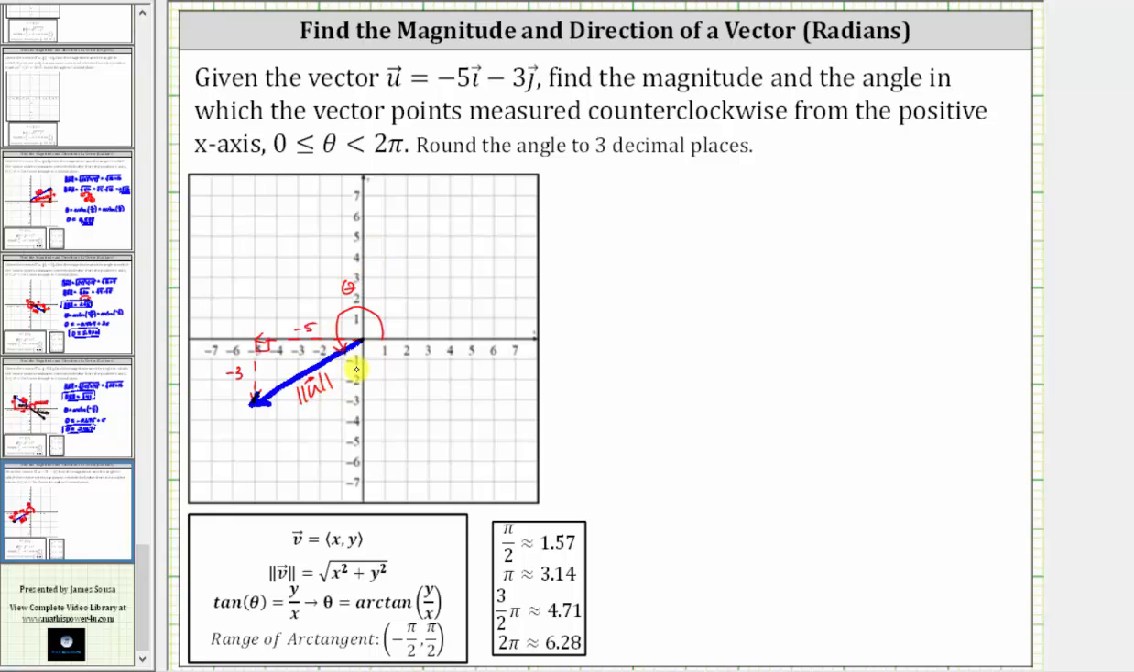So going back to the magnitude of the vector, because it's the length of the hypotenuse, using the Pythagorean theorem, the magnitude of the vector is equal to the square root of the quantity x squared plus y squared. And then using the reference triangle for angle theta, tangent theta is equal to the ratio of the opposite side to the adjacent side, or we can say tangent theta is equal to y divided by x. Solving for theta, we have theta equals arctangent of y divided by x.